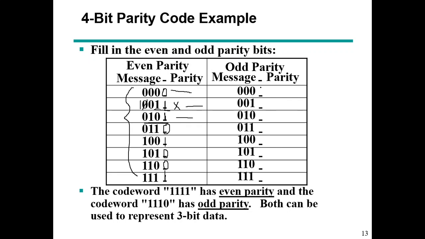So what should be this bit? This should be 1. What should be this bit? It should be 0. This one should also be 0. This one should be 1 so that the number of ones is 3. This one should be 0. This one should be 1 so that the number of ones is 3. This one should also be 1. This one should be 0. So this is an odd parity code. Why? Because each code word has an odd number of ones.